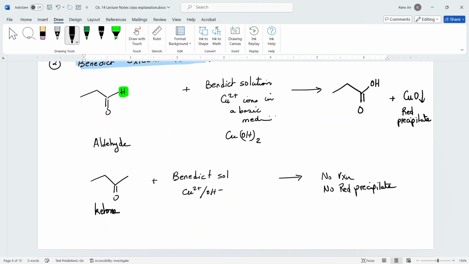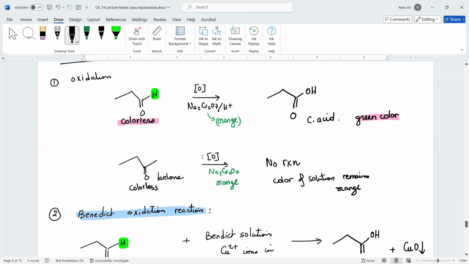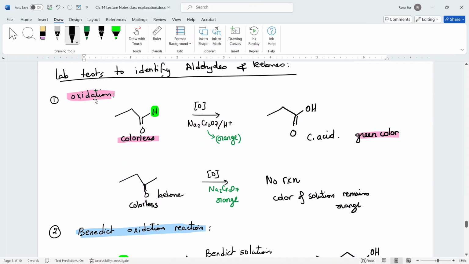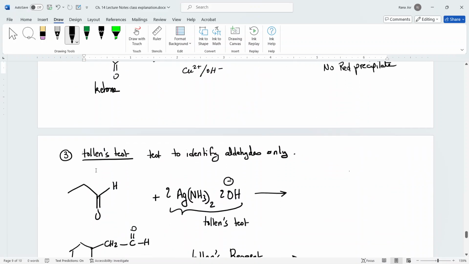The third reaction that also we use in the lab to identify aldehydes from ketones is the Tollens test. And the Tollens test is used to identify aldehydes only, not ketones. Ketones have no reaction. So far, guys, the oxidation test identifies aldehydes, the Benedict test identifies aldehydes, and the Tollens test.